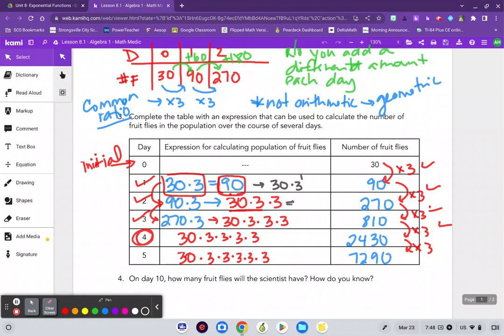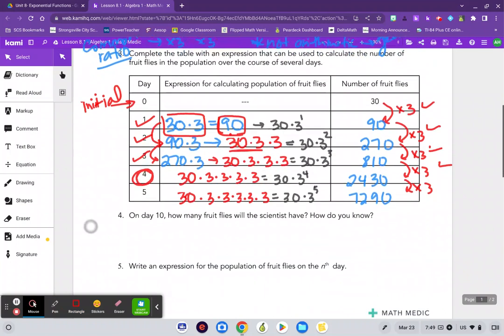And this is really going to be 30 times 3 to the second. And this is really going to be 30 times 3 cubed. And this is going to be 30 times 3 to the fourth. So that means this is 30 times 3 to the fifth.